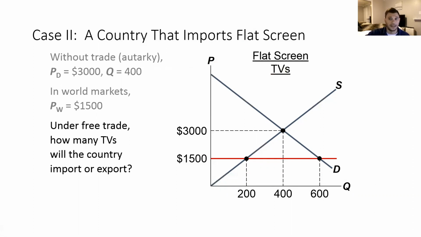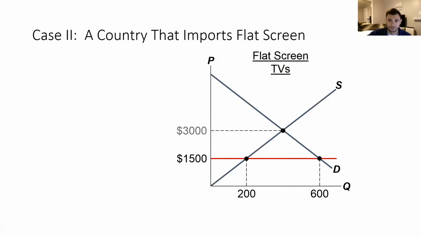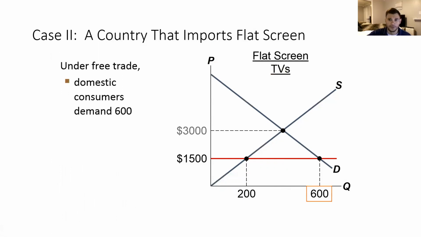Okay, so we're going to do the same thing we did in case one. We're going to do our surplus analysis. And we're going to show that the economic pie winds up increasing when we move from autarky, from isolating ourselves with no trade, to opening up to free trade. First and foremost, note that under free trade, the consumers are going to demand 600,000 units. The producers only supply 200,000.